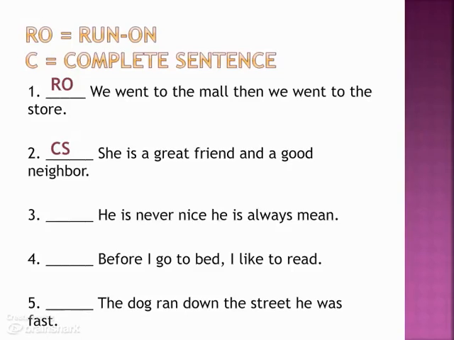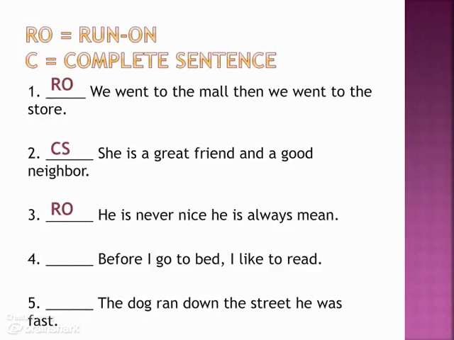She is a great friend and a good neighbor go together. It's a friend and then a neighbor. So it's not a completely new sentence. We just have 2 things that they're talking about. Number 3, he is never nice. He is always mean. How many of you think this is a run-on? How many of you think this is a complete sentence? If you said it is a run-on, you are correct. He is never nice is one sentence, and he is always mean is another sentence.